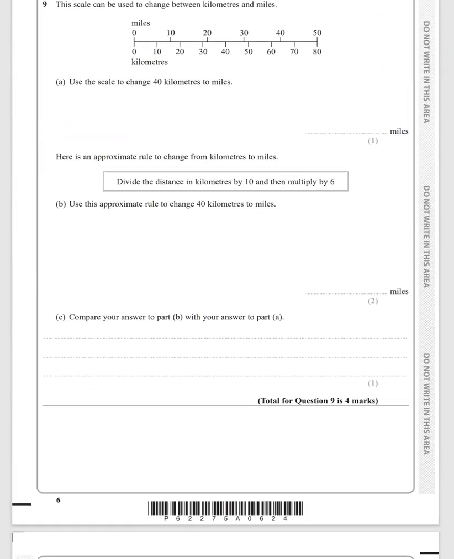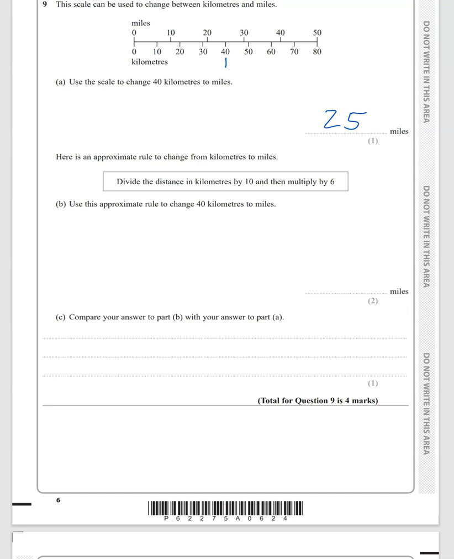Okay, let's have a look at number 9. The scale can be used to change between kilometres and miles. Use the scale to change 40 kilometres to miles. Okay, so there's your 40 kilometres. I would suggest that was halfway between them. So 25 miles. And that actually works. If you double them both, look, 50 and 80.